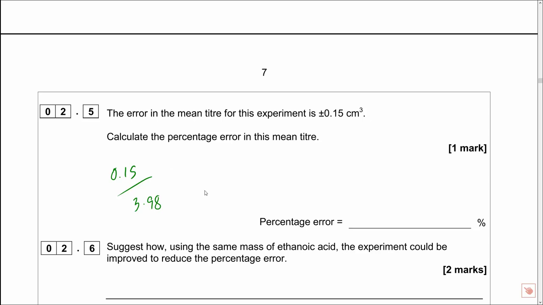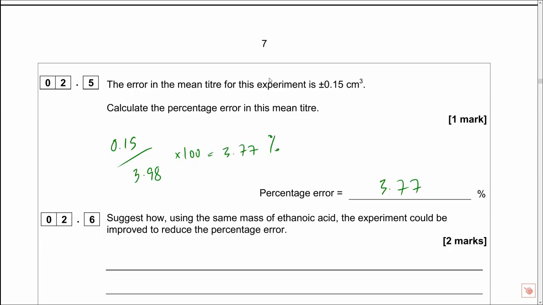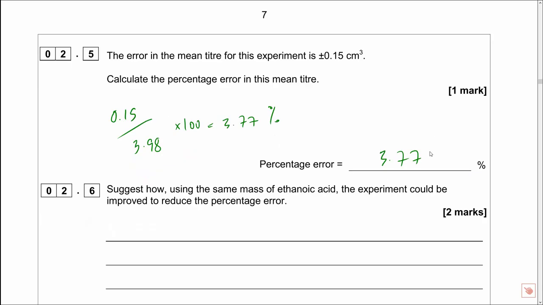So it's just 0.15 divided by 3.98, of course times 100 because it is a percentage error. And we get 7.7%. So you see that in there. Nice, easy 1 mark. Make sure you can do those easy marks.